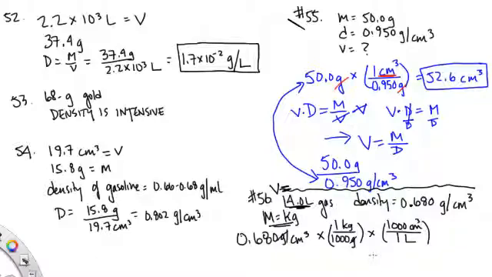So I've set up my problem with 2 conversion factors. But guess what? When we look at these 2 conversion factors, they are inverses of each other, and they themselves cancel each other out. So 0.680 grams per centimeters cubed equals 0.680 kilograms per liter. So now I can do my problem.